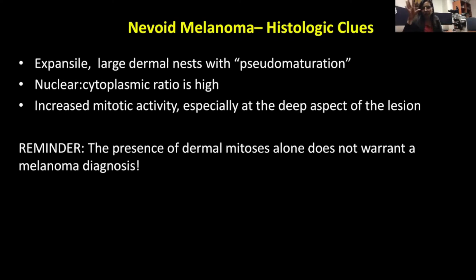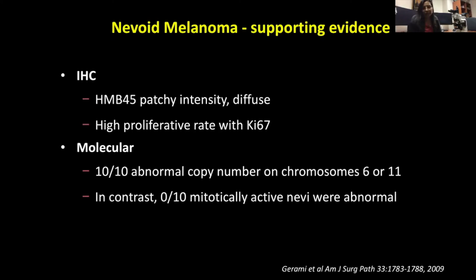The histologic clues are, as I said, an expansile growth pattern, and large nests that on H&E look like they might show maturation, but not real maturation. Of course, mitotic activity, especially in the deep aspects of the lesion. So those are not good for a benign nevus. So H&E first, and if we are not sure, we do ancillary studies. HMB45 usually shows patchy intensity or can be diffuse, and fails to show any maturation pattern, with a high proliferative rate on Ki67. Also molecularly, if you do a chromosomal study, it will show abnormal copy number on chromosome 6 or 11. On the other hand, mitotically active nevi do not show those abnormalities. So the next step, if you are not sure, is the molecular study.